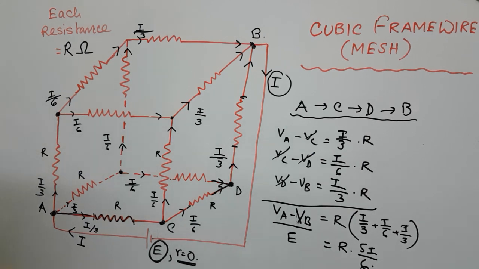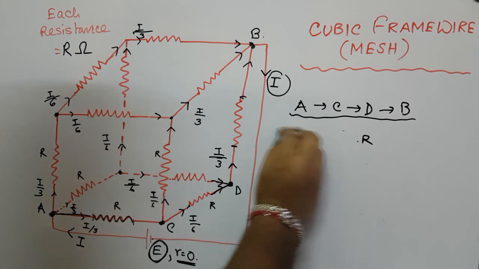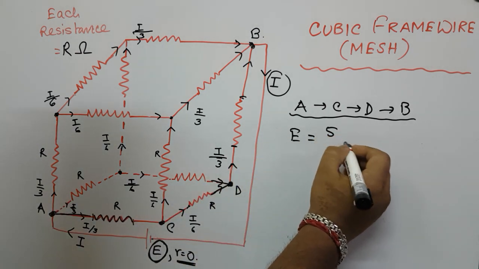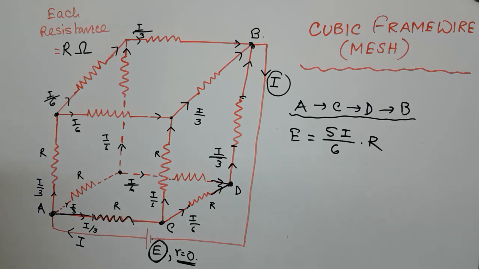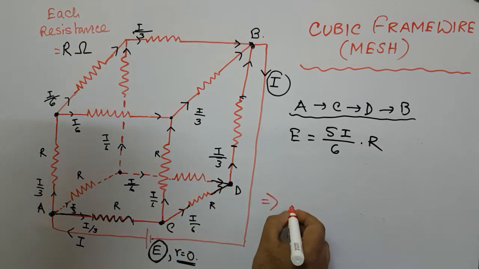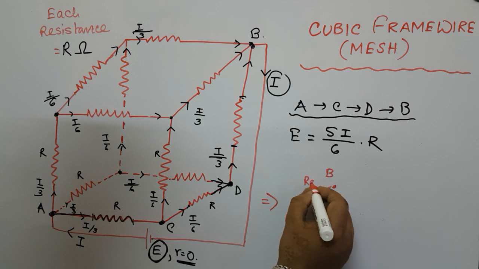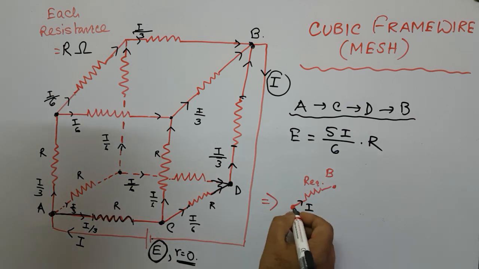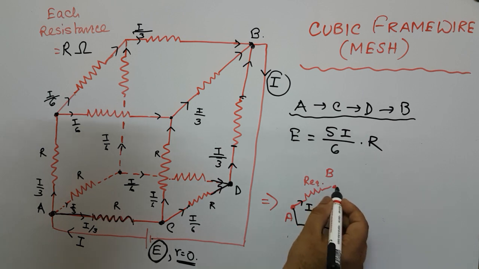Let's keep this for future reference. We are getting E is equal to 5I by 6 into R. Now if we replace this circuit with an equivalent one, this is point A and this is point B. The equivalent resistance between them is R equivalent, the current from here to here will be I, and the battery will be the same as this one, with EMF E, correct?